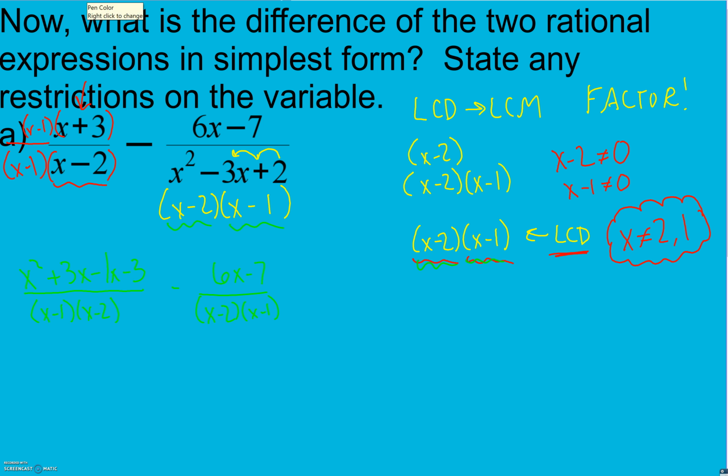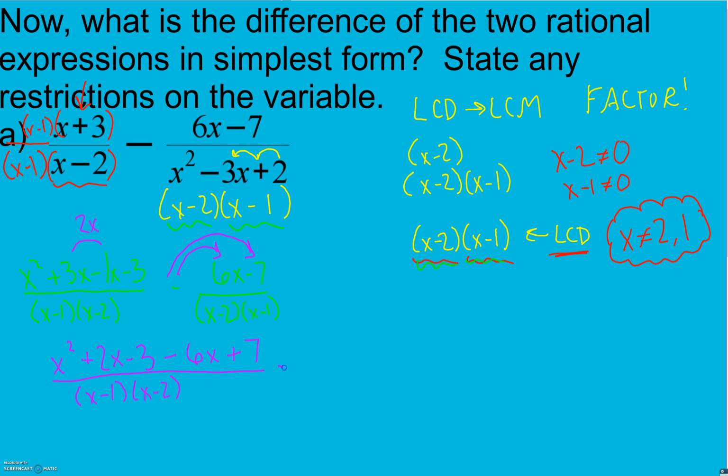Now, I'm going to go ahead and combine these to be a 2x. 3 minus 1 is 2x. Now that I have a common denominator, I can put my numerators together. Sorry, we switched that to a 2x. X squared plus 2x minus 3. And when I go to subtract here, I need to subtract both pieces. So minus 6x minus negative 7 gives me a plus, over my common denominator.